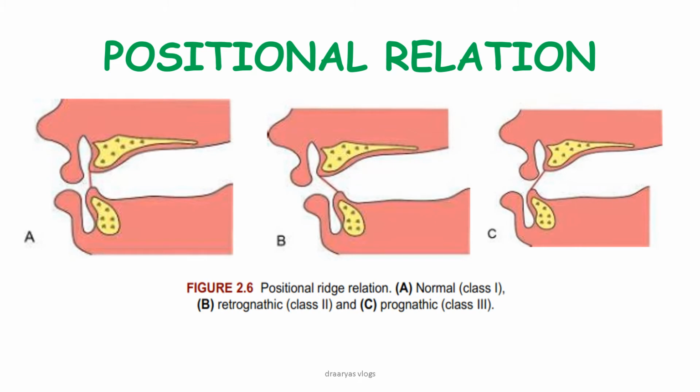Next one is positional relation. This affects tooth arrangement and denture stability. As maxilla resorbs, the crest appears to move upwards and inwards. As mandible resorbs, the crest appears to move downwards, forwards and laterally. So this is the positional ridge relation, class 1, class 2 and class 3.